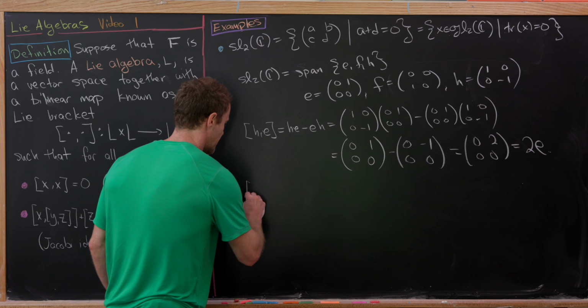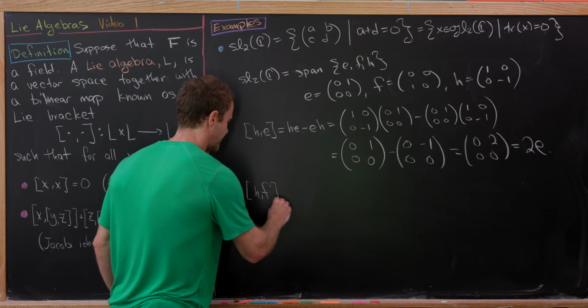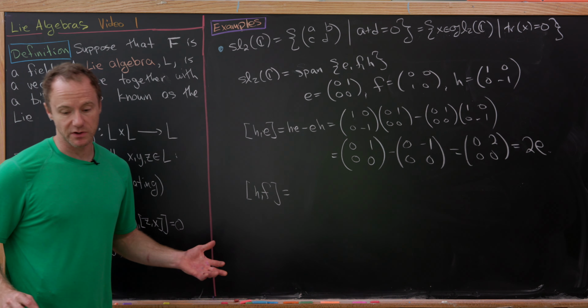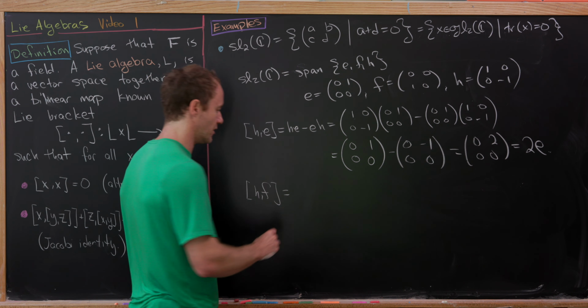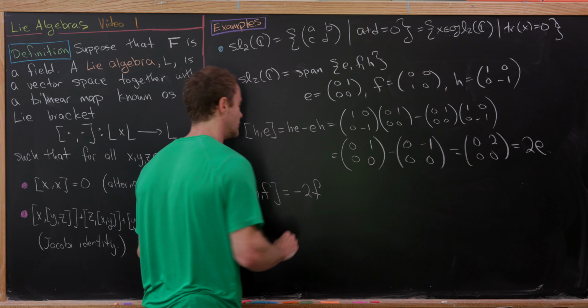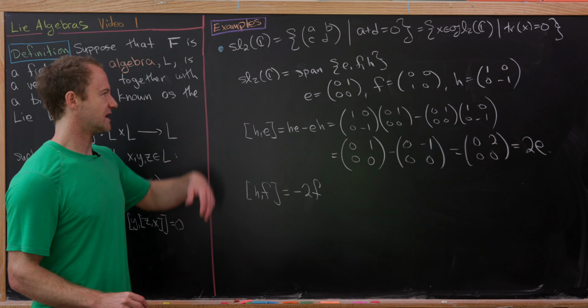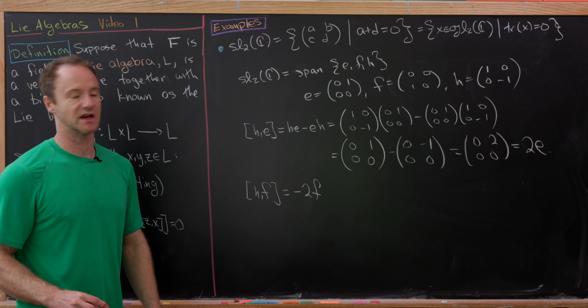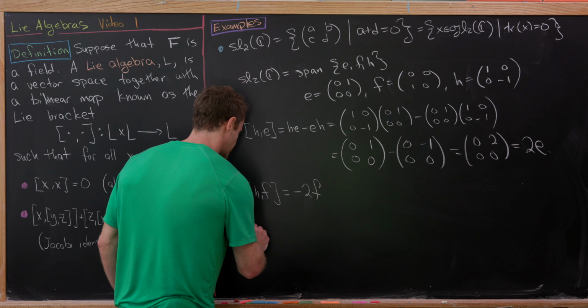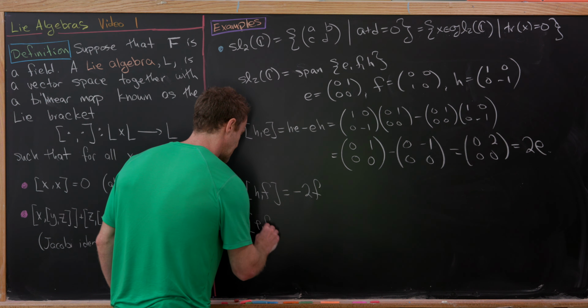Okay, so now what about H with F? Well, you can do a very similar calculation, so maybe I won't work through it, but you end up with minus 2F. The important thing is that you're back inside of the subspace. And then I guess there's really only one left, and that would be E with F.